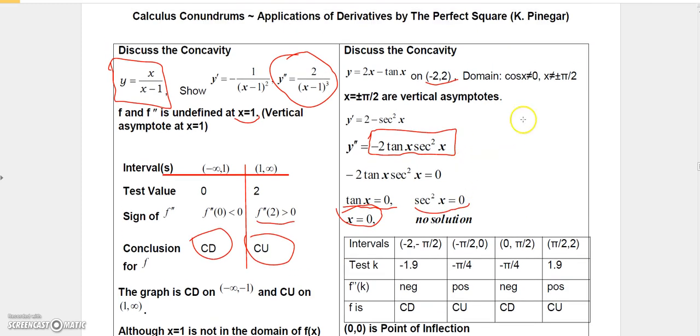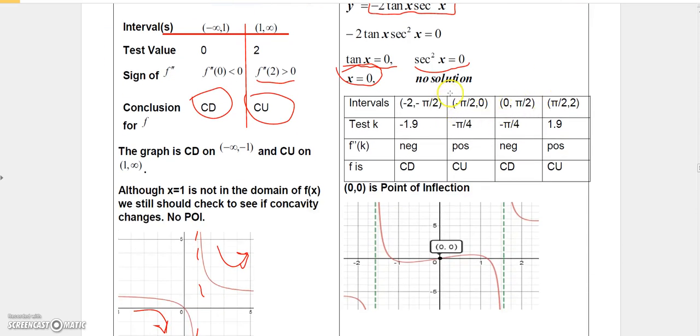Now the domain is that the cosine cannot be 0, because remember, tangent x is sine x over cosine x. So if cosine x cannot be 0, we also know x can't be plus or minus pi over 2. So basically I'm going to break it at minus pi over 2, at 0 because that's where the second derivative is 0, and at pi over 2. Okay? Now I'm just going to abbreviate this. I take a value from each one of these intervals and plug them into the second derivative.